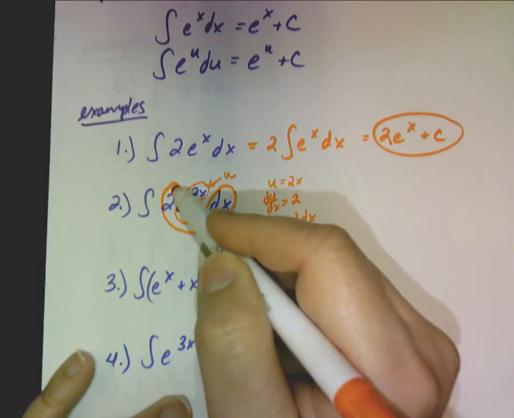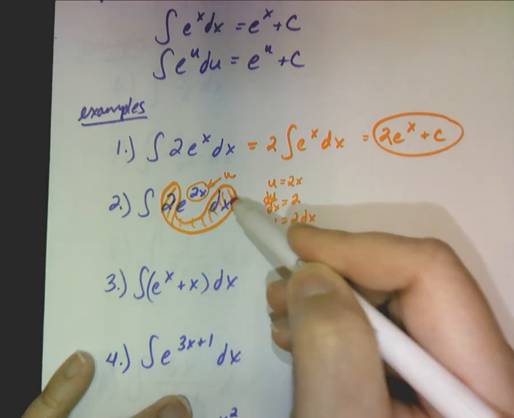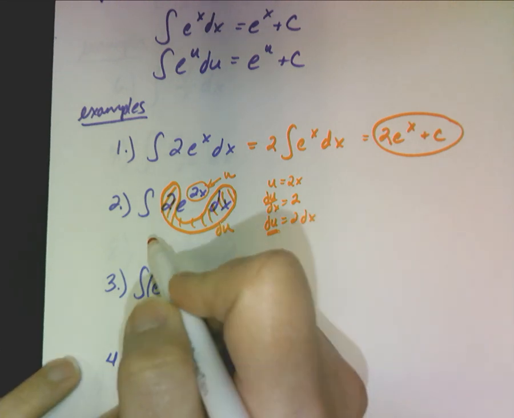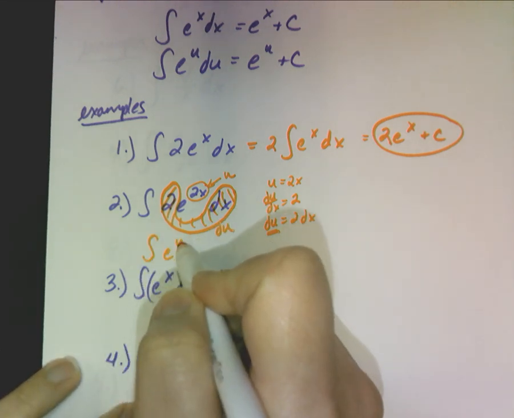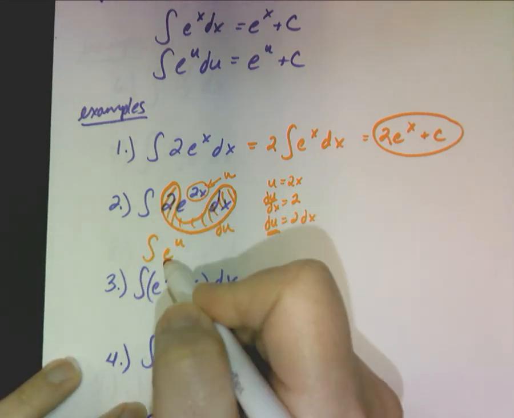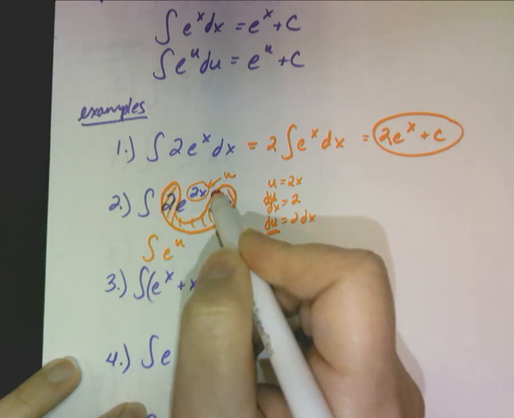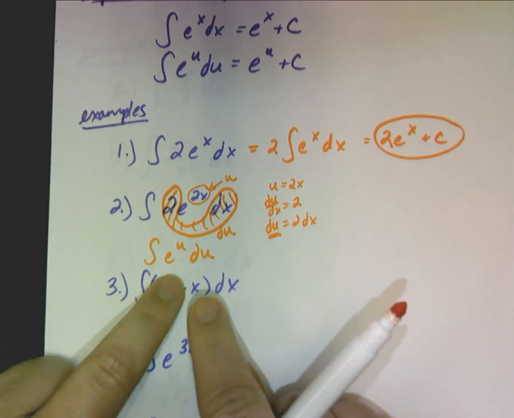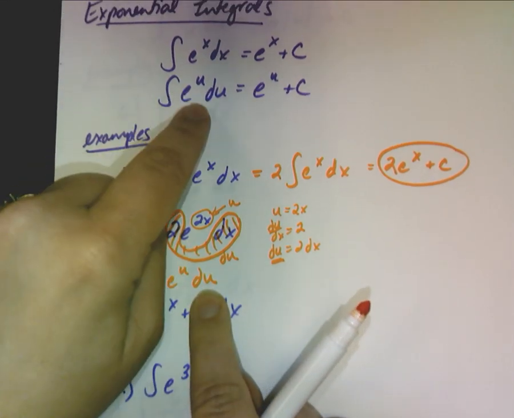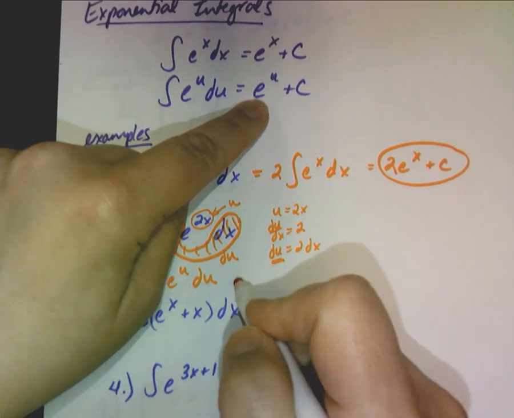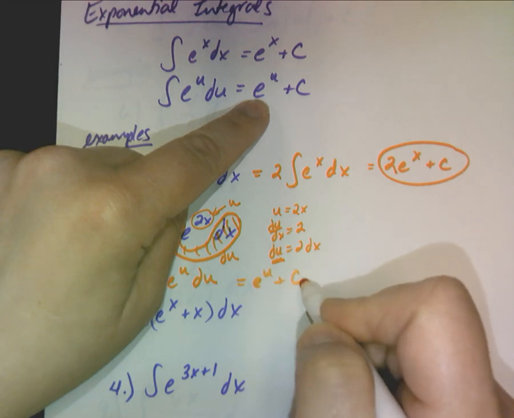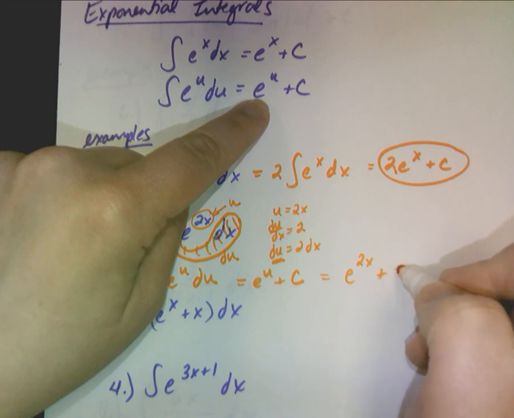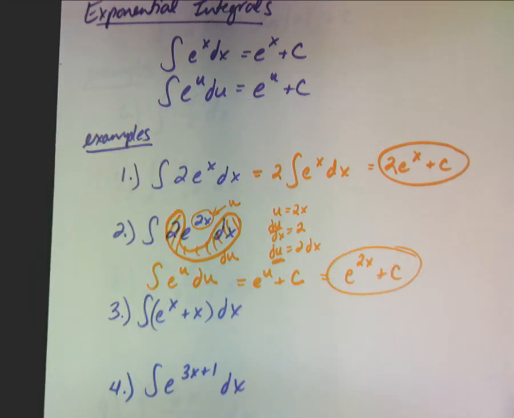Well, look at right there. I'm going to replace that with du. So then I have an integral of e to the u, and then this part, I scratch it off and write it as du. So what's the integral of e to the u du? Well, the formula says it's e to the u plus c, which is really e to the 2x plus c. Done.